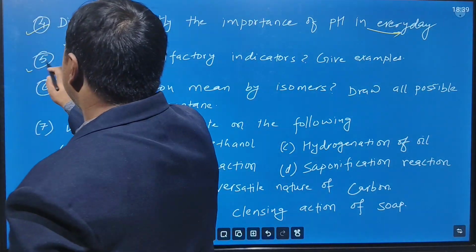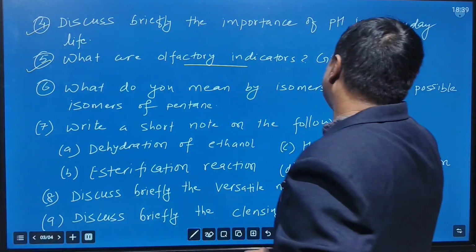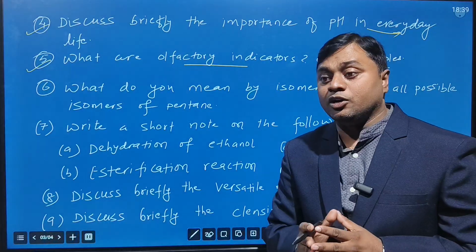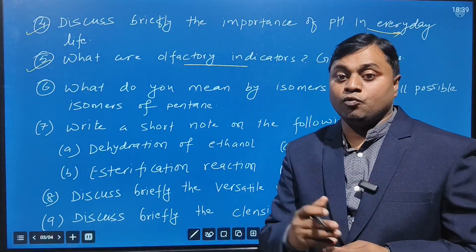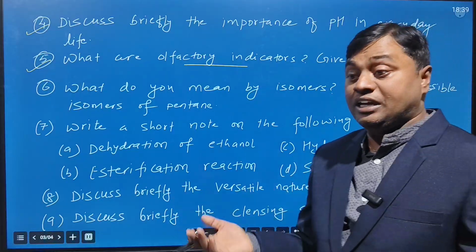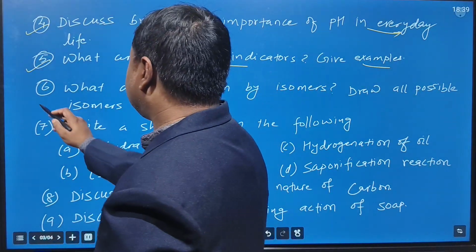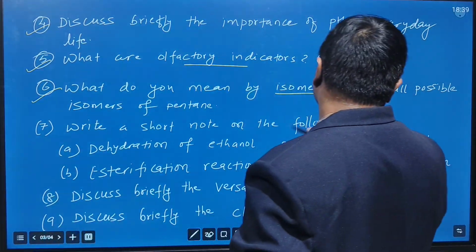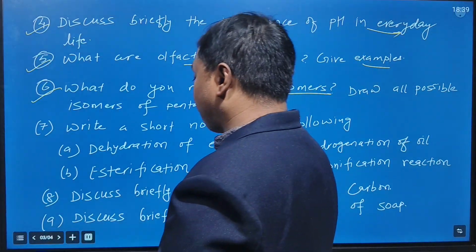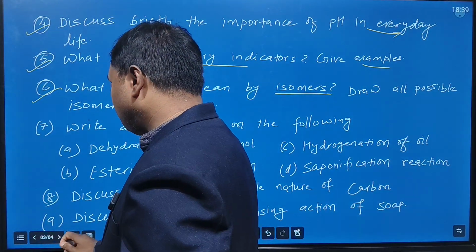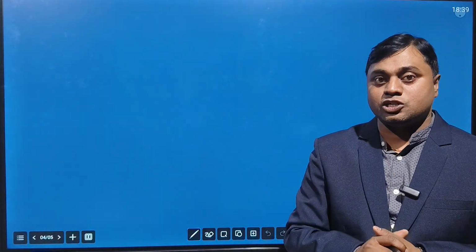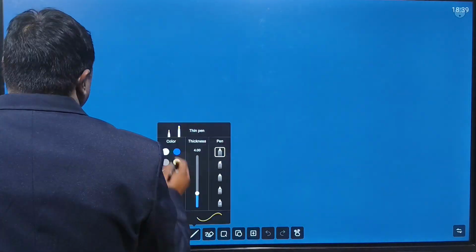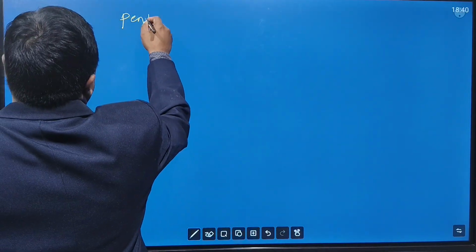Next, what are olfactory indicators? Give examples. Olfactory indicators are indicators which change their odor or smell in acidic or basic medium. For example, onion extract, vanilla extract. Next, what do you mean by isomers? Draw the possible isomers of pentane. Isomers are compounds having the same molecular formula but different structures. So now, pentane. What is the formula for pentane?